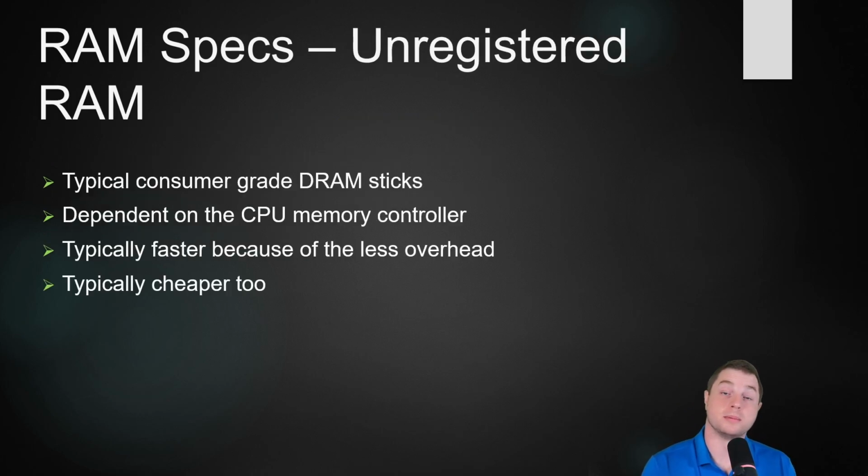Unregistered RAM, this is your typical consumer RAM. Okay, exactly what you think it is. You're going to have clock speed, going to have your latencies, and you're not going to have any other features. Your CPU is going to handle the communication. Your motherboard is going to determine the quality of the electrical path to the CPU and the RAM. And this naturally makes it cheaper as well. Less features, less engineering, less validation that has to go into the RAM. Yeah, it makes it cheaper.